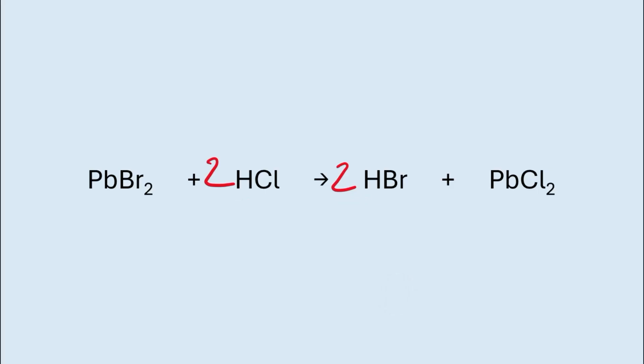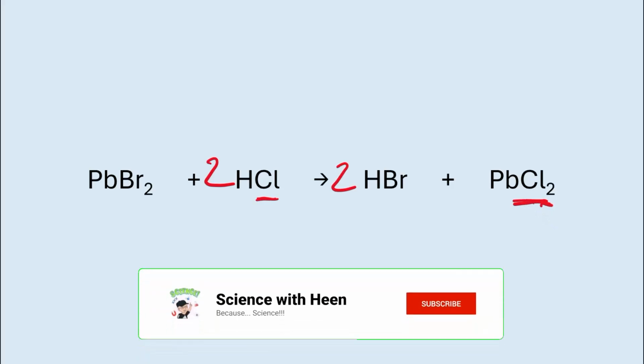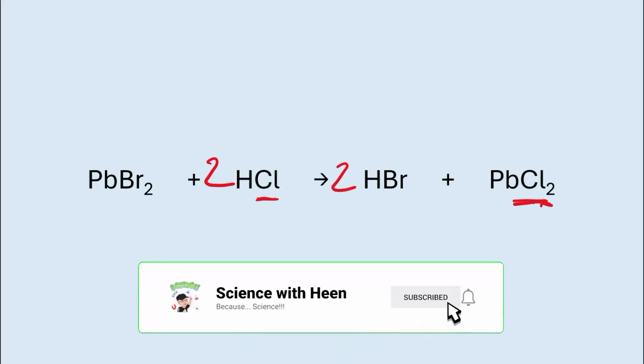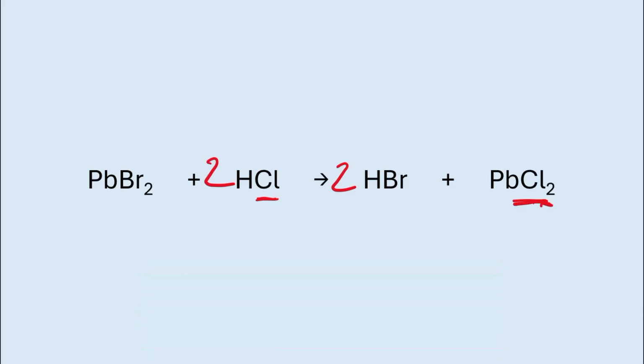Now, we've got 2 of these hydrogen chlorides, which means we have 2 chlorine atoms. What about at the end? Yep, we have 2 chlorine atoms at the end. So, lucky we put that 2 in front of the HCl, because now the chloride, as part of the lead chloride, well, that's all balanced. So this equation is now balanced, and it's time for another.